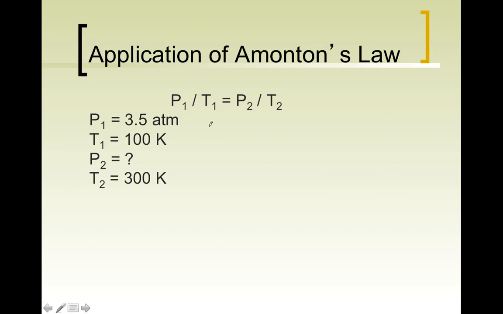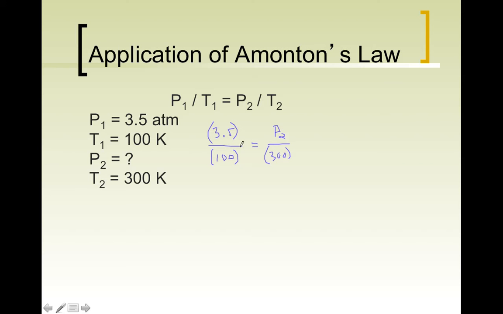Let's check and see what happens. For P1 we'd plug in 3.5 and for T1 we'd plug in 100, equals P2, which is our unknown. You notice that we have our unknown on the top, and that's fine. We could actually have some of our initials as unknowns as well. That'll happen on occasion. And then we have 300 down here.